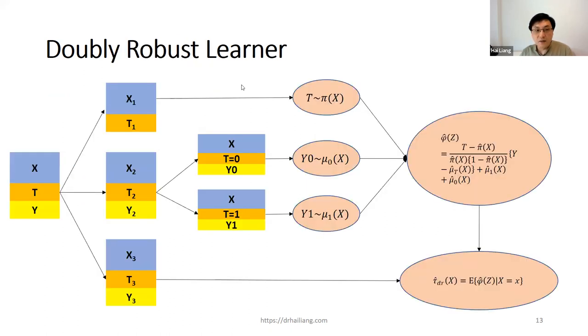The similar approach is used for the DR learner. So we split into three samples. X is a confounding variable, T is the treatment, and Y is a dependent variable. For the first sample, this is a propensity score machine learning model. And for the second, we run separately for T equals zero, that is the control group, and T equals one, this is the treatment group. So we fit the models of X and Y separately for the control group and for the treatment group. And finally, we construct, according to this formula, what we call the pseudo treatment effect. And then we use the third sample to estimate the treatment effects, okay?